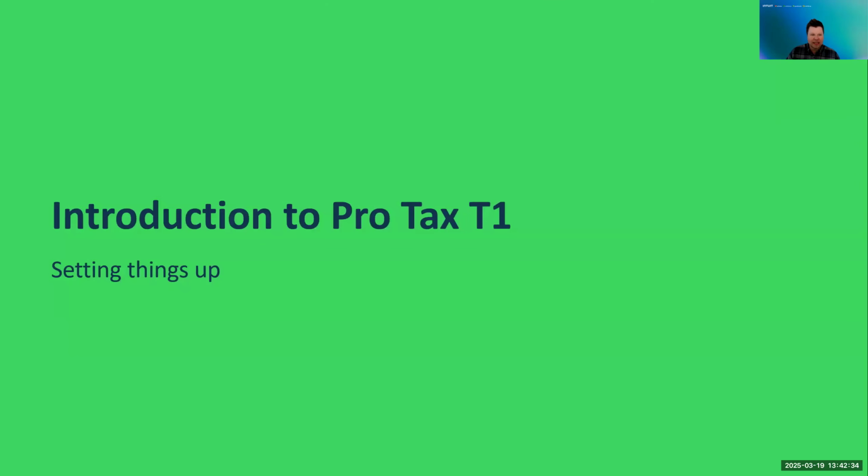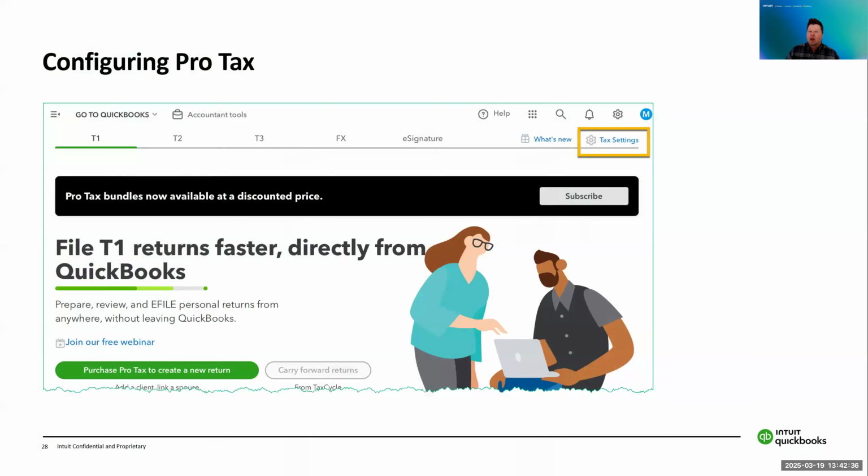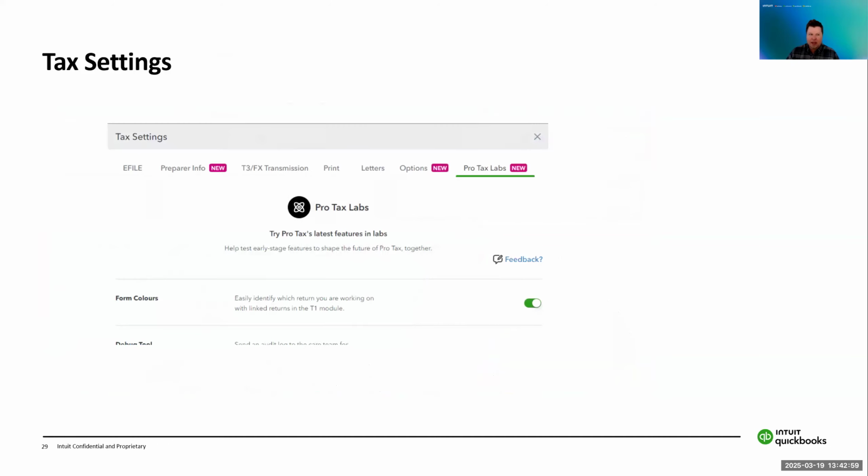Okay, so we're going through setting things up in ProTax. When we are starting with ProTax, we want to go into the tax settings area. What you're seeing here is the dashboard of ProTax. When you are in QuickBooks Online Accountant and you click on ProTax on the left-hand side, you will be taken to the dashboard. So this is before you are in any client tax return. Then on the top right, you'll see the tax settings button. That gives you a bunch of different global options within ProTax.